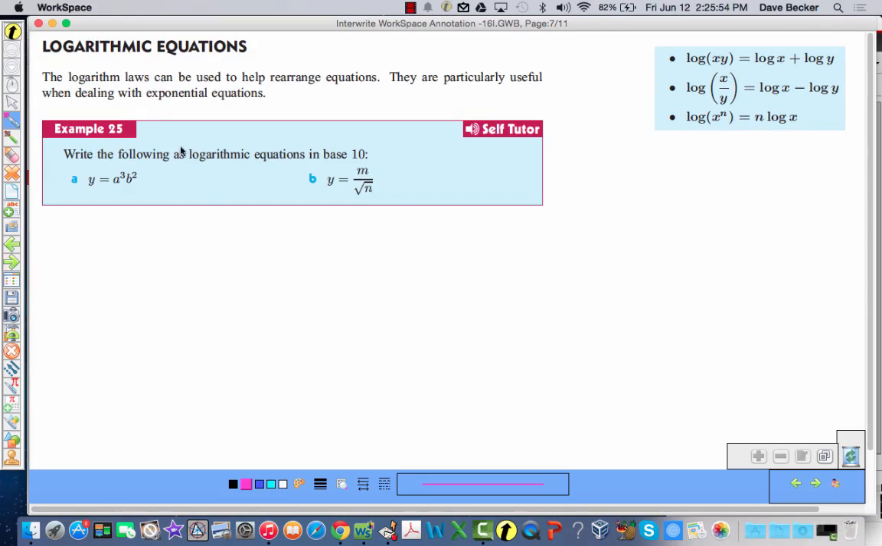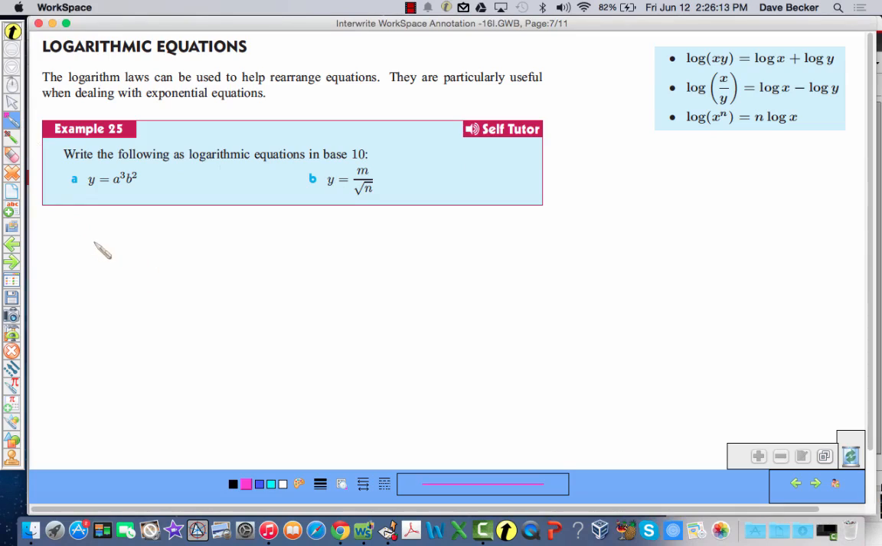Logarithmic equations. Logarithm laws can be used to help rearrange equations. They are particularly useful when dealing with exponential equations. So all they're asking us to do is to write the following as logarithmic equations in base 10.